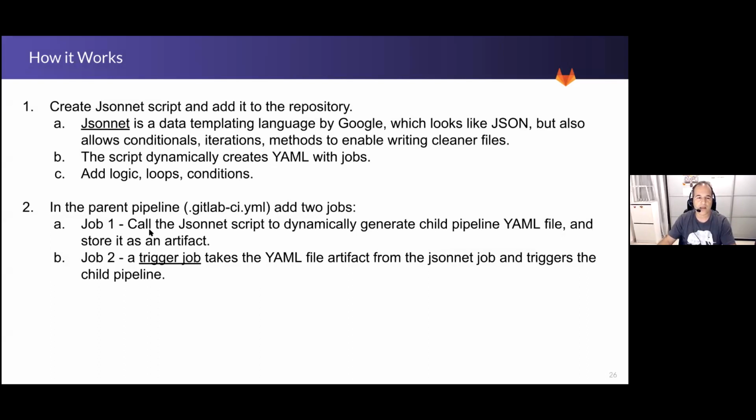The second thing is, in the parent pipeline, you add 2 jobs. One job calls this Jsonnet script, and the script will generate the pipeline, and then you store it as an artifact. And the second job is a trigger job or a bridge job that will take this YAML from the artifact and trigger the child pipeline.